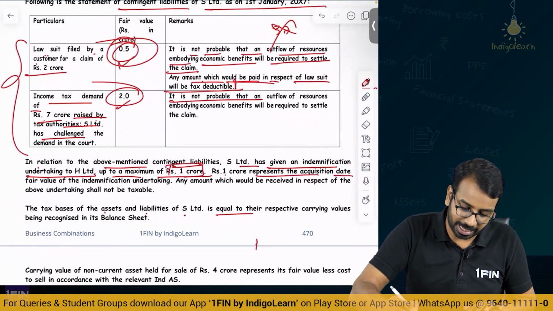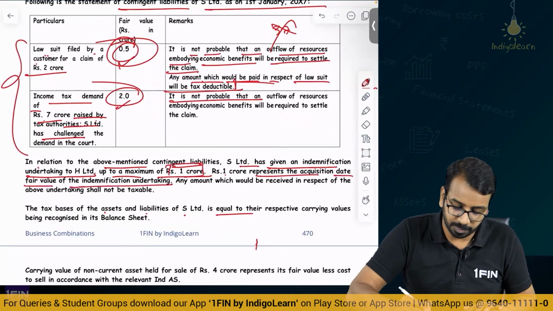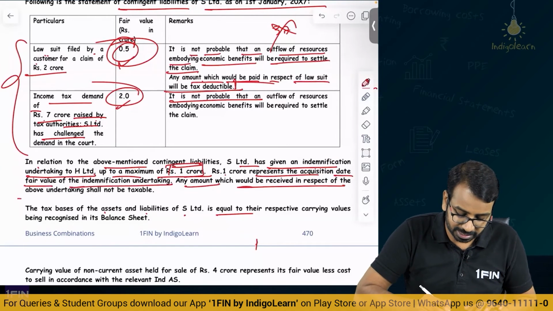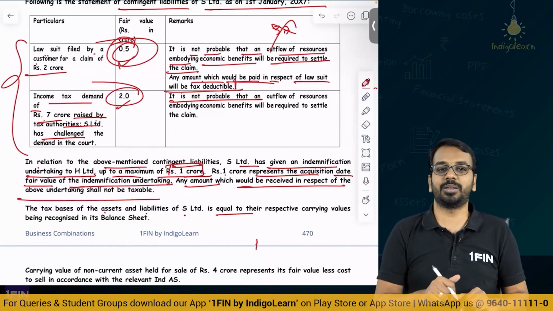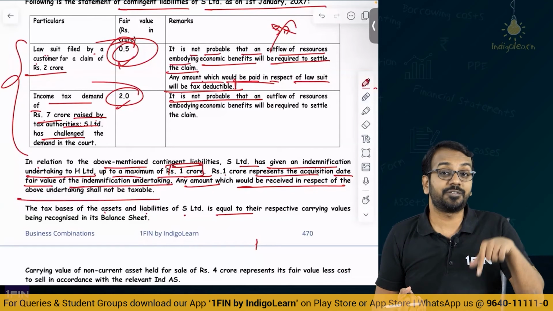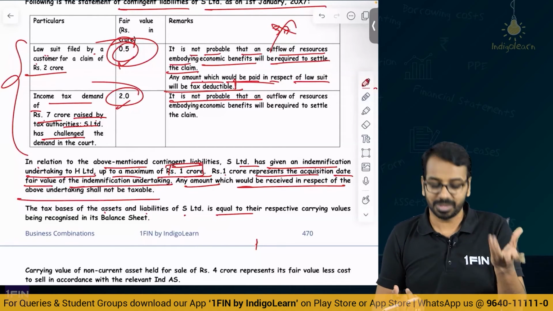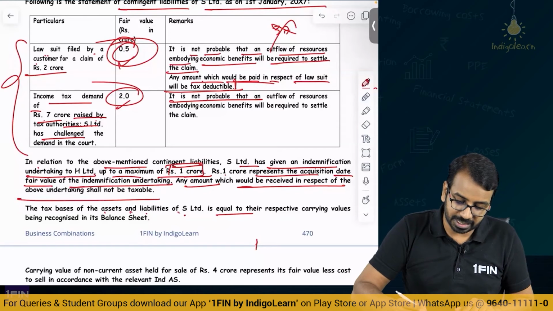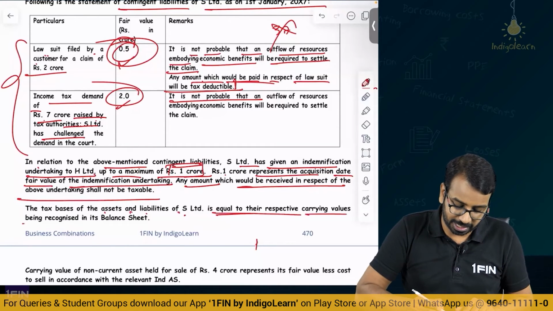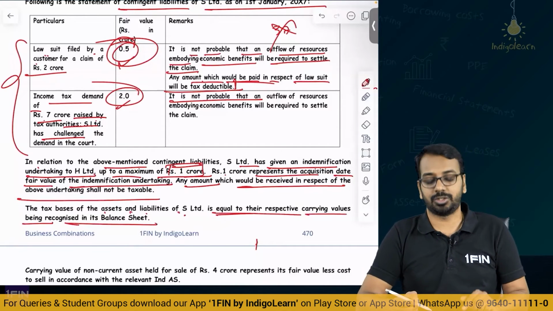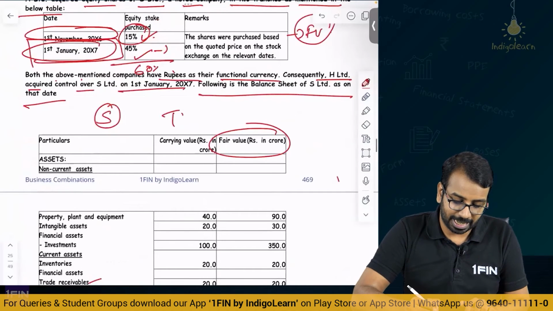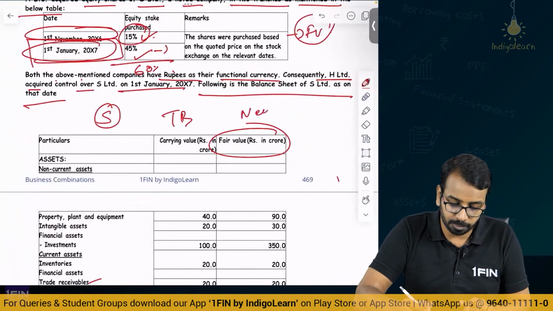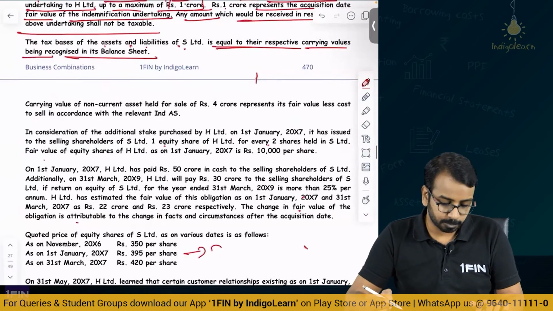Rupees 1 crore represents the acquisition date fair value of the indemnification. Any amount which would be received shall not be taxable. So if it is not taxable, the tax rate becomes 0. Does it have a deferred tax amount? No, it will become 0. The tax base of asset and liability is equal to the respective carrying values being recognized in the balance sheet. So this is the tax base. This is now the new carrying amount.